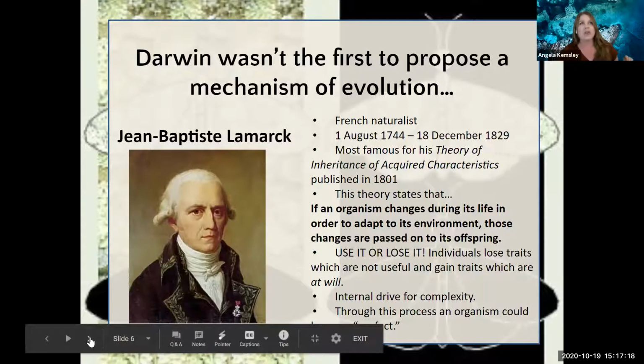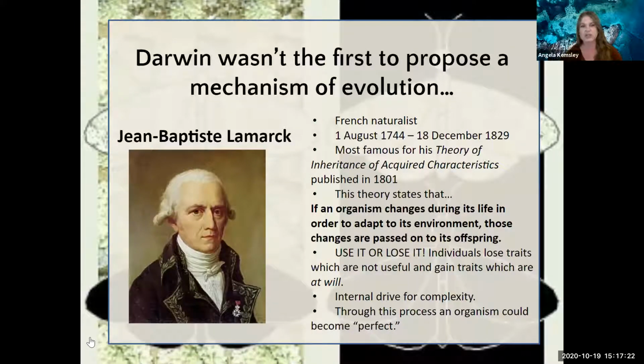We knew for quite a while that evolution was happening, the process of change over time. We knew that things were changing over time. And I want to point out that evolution is a process, right? We knew that the process of change over time was happening, but we didn't know the mechanism by which it was happening. And actually, Darwin wasn't the first one to propose a mechanism of evolution.